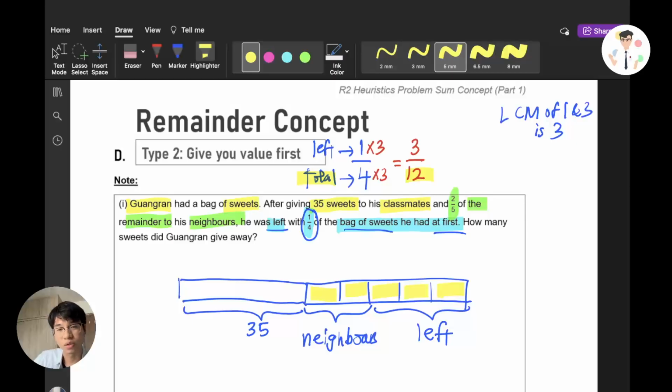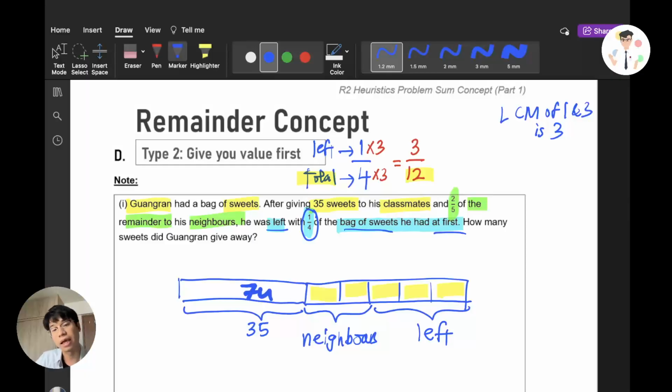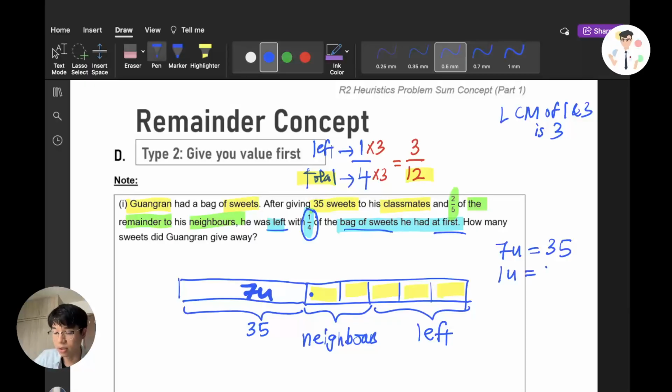Teacher, the total is 12. Here I have already 5. Can I say that this is actually 7 units? Yeah, you can say that because the total is what? 12. I have 1, 2, 3, 4, 5 here already, so this will be 7. And with that, I think you can see very clearly that I know that these 7 units are actually 35. And with that, I can find that 1 unit is actually equal to 5.